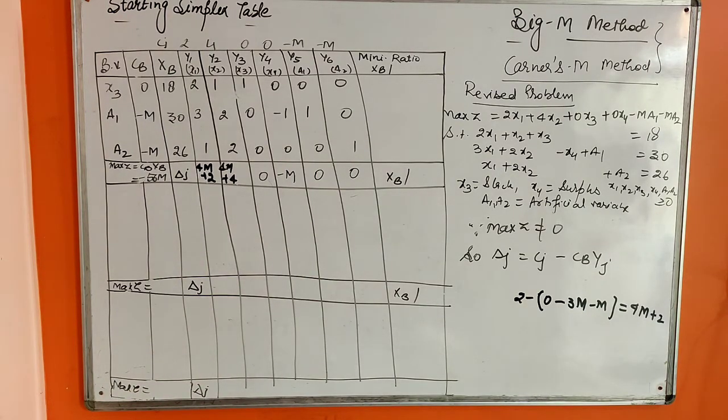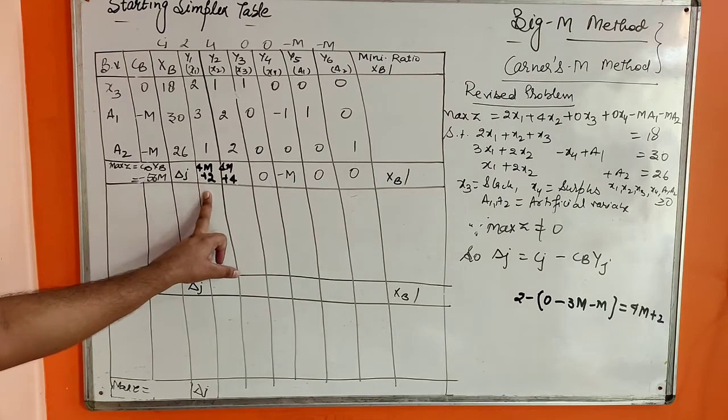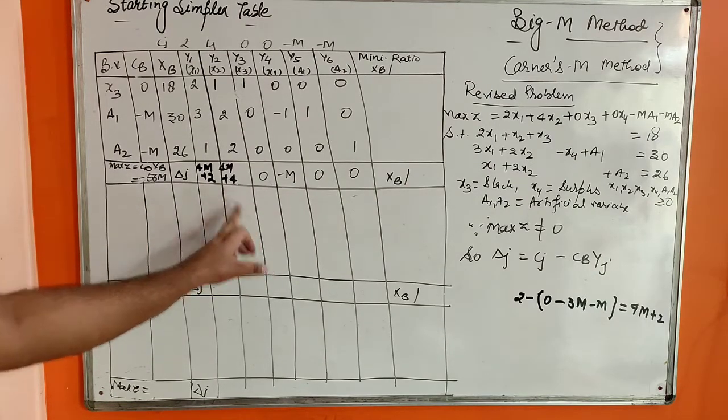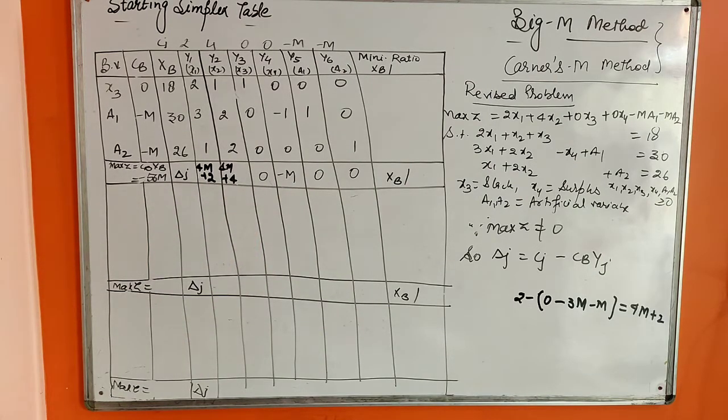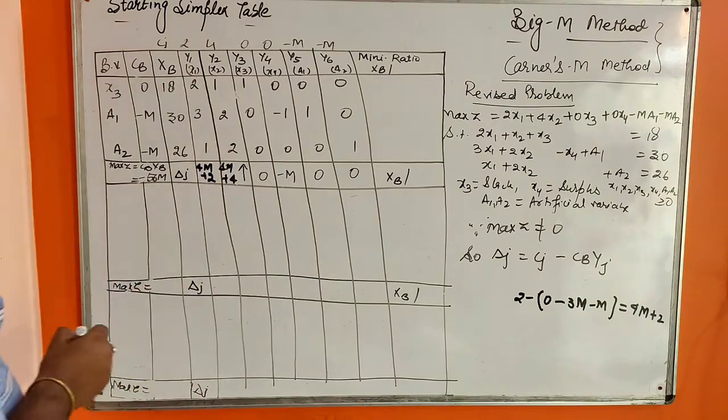Now solve this particular problem by the same method, that is, we have to identify the maximum delta j, the most positive delta j. So which is the most positive delta j? These three are 0, this is negative. Now this is 4m plus 2 and this is 4m plus 4. So which is most positive? 4m plus 4. So this is ICV, the incoming vector.